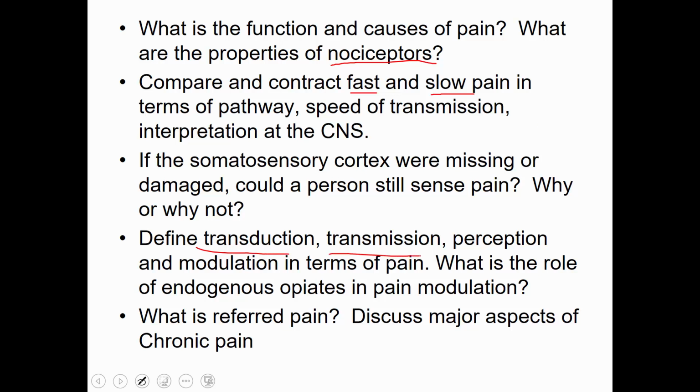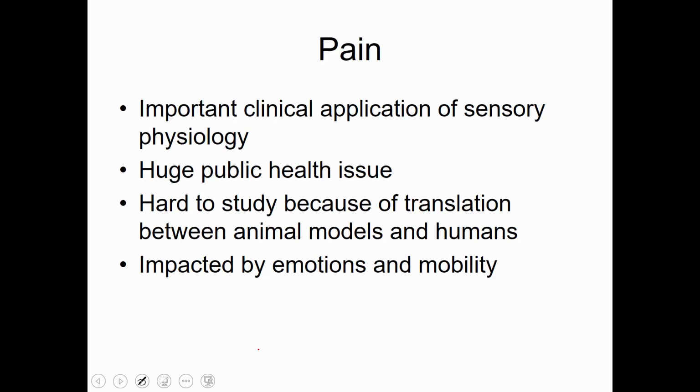Transduction, transmission, perception, and modulation are very important in terms of thinking about what happens with pain and how you treat pain with drugs. And we want to talk about endogenous opioids in pain modulation. Referred pain is a kind of acute pain where we're confused about where the pain's coming from. There are reasons for that. And then we're going to end our discussion talking about chronic pain, introducing some terminology that'll be helpful to you in the clinical arena.